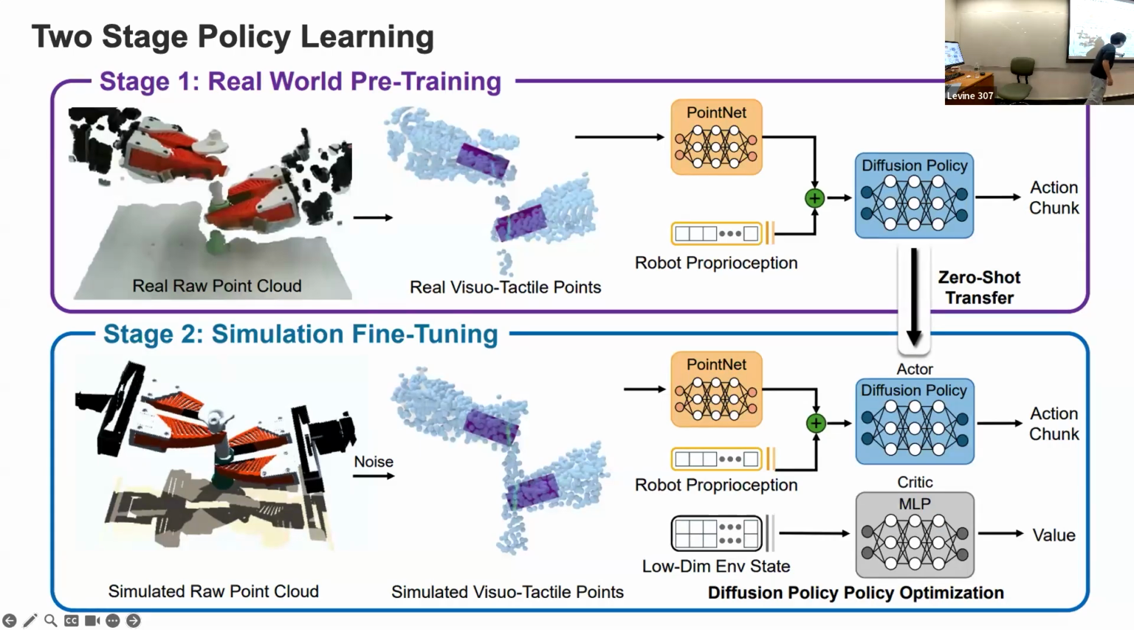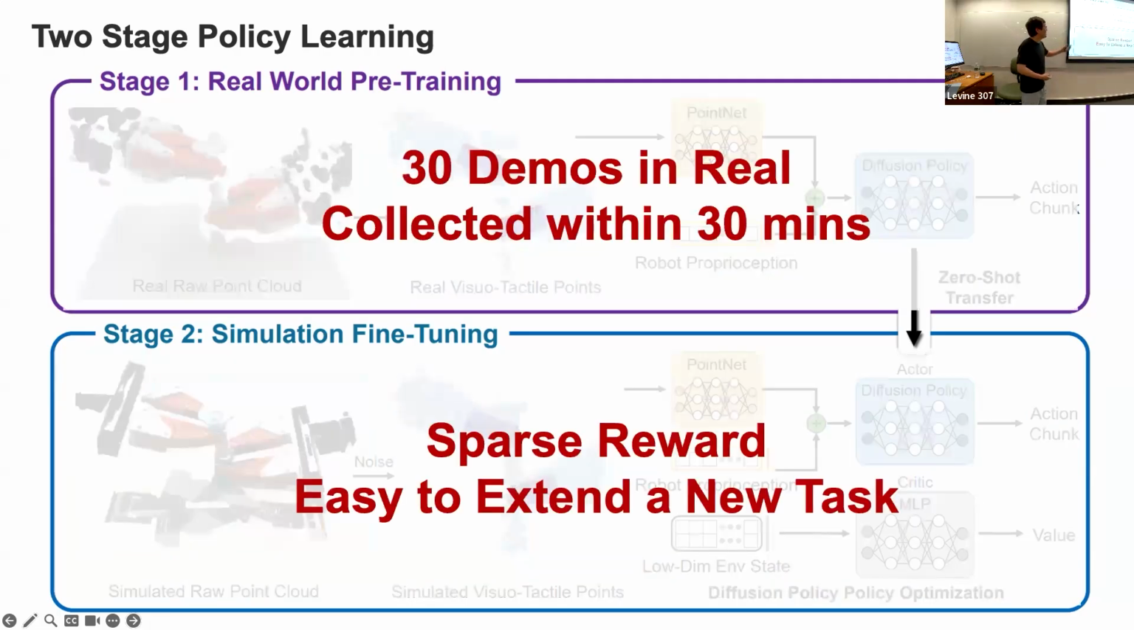Then we fine tune the diffusion policy with DPPO. It's basically a diffusion PPO. So the benefit is very obvious. We use 30 demos collected in the real world. For 30 demos, you can collect them within 30 minutes. And then we use sparse reward, which makes it easy to extend to a new task.